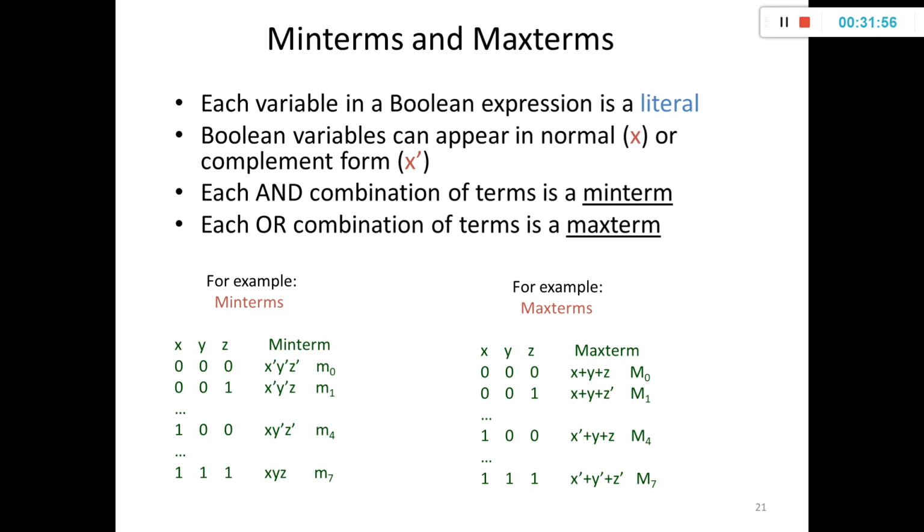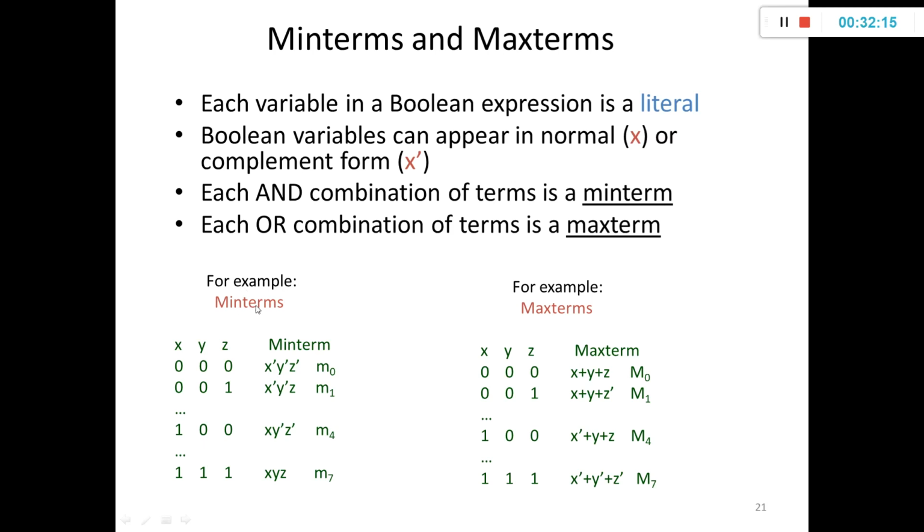X bar is a complemented form. So x can appear in x form or x bar form, either complemented or uncomplemented. Each AND combination of terms is a min term. Each OR combination of terms is a max term. I have listed a few examples here.